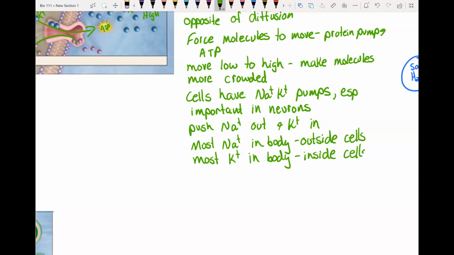Now notice I said most, not all. You do keep a little bit of sodium in your cells. You do keep a little potassium in your blood. But these pumps do a pretty good job of keeping most of the sodium out and most of the potassium in.